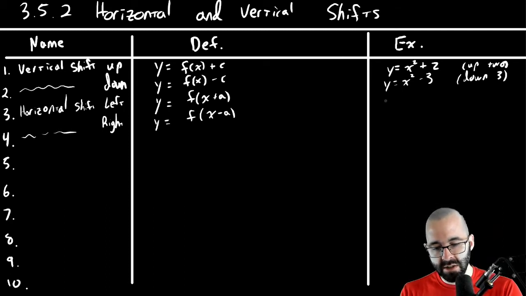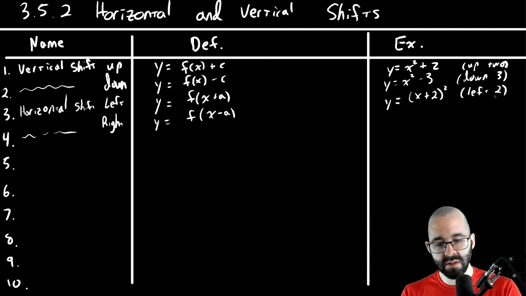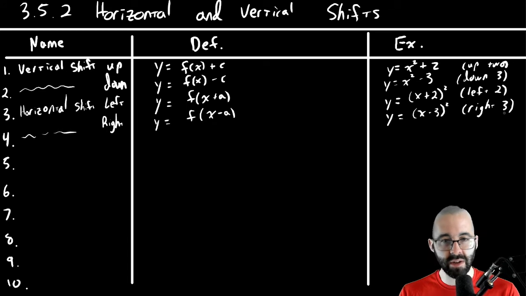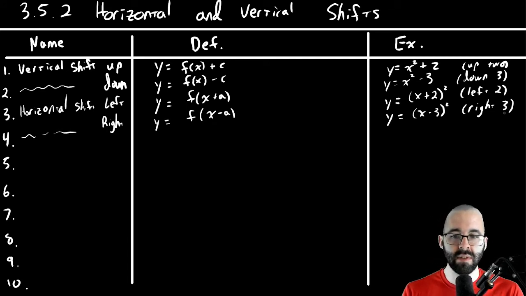All right. So as some examples, we could do x plus 2 squared. That moves it left 2 units. Or we could do x minus 3 squared. That would be right 3 units. And that's this video.